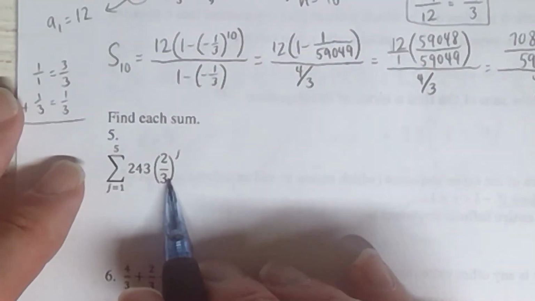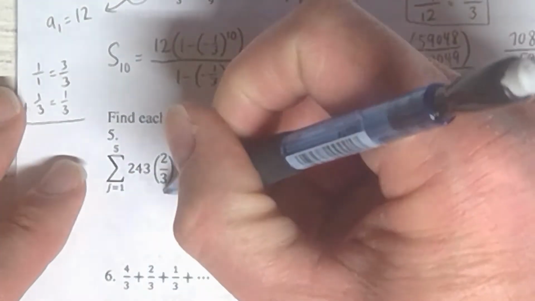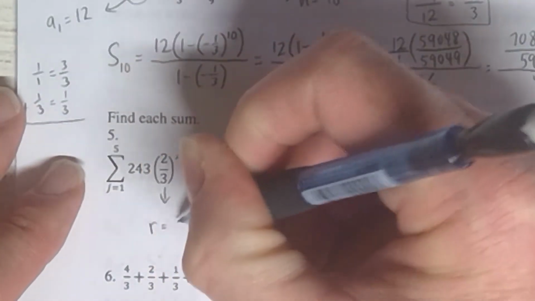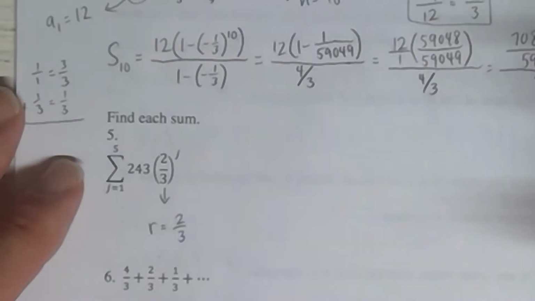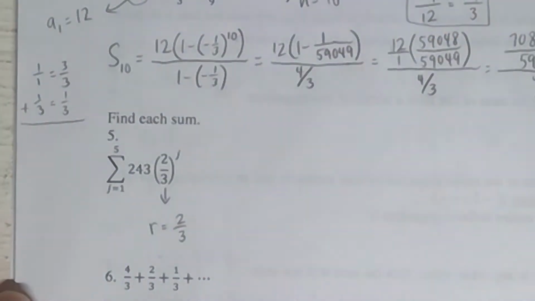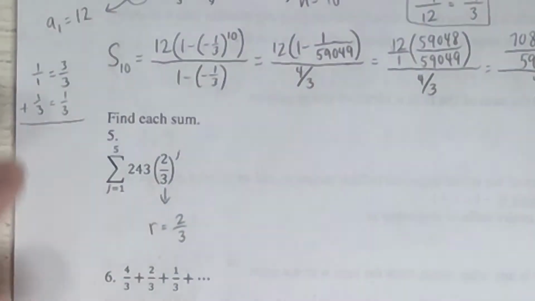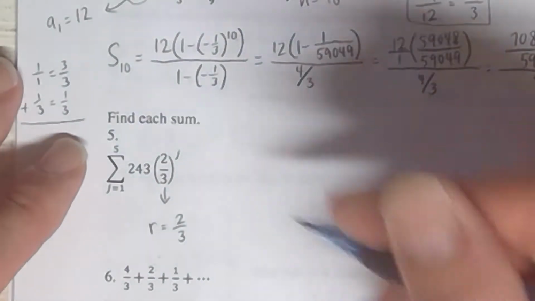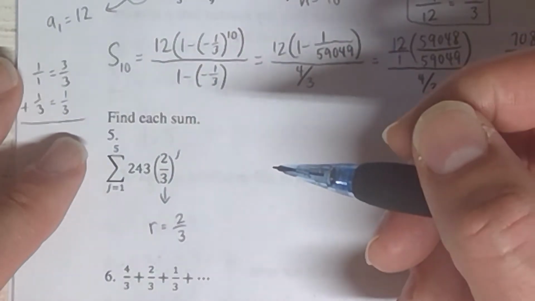Because of the fact that it's in this form right here, that means, as we just mentioned a minute ago, the R must be equal to 2/3. But what is the first term? We're going to need to know that as well in order to plug it into the formula. Is it equal to 243? Not necessarily, okay? It's not always going to be that way. It depends on how it's set up.